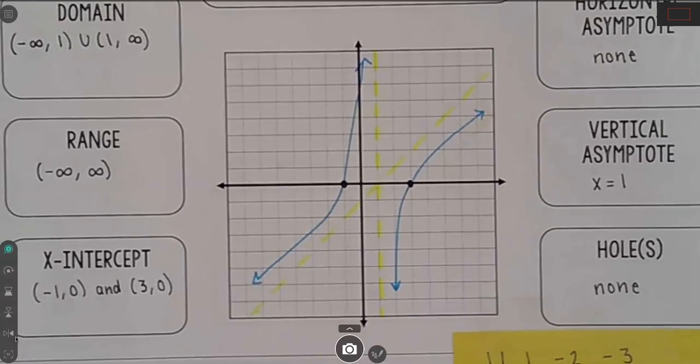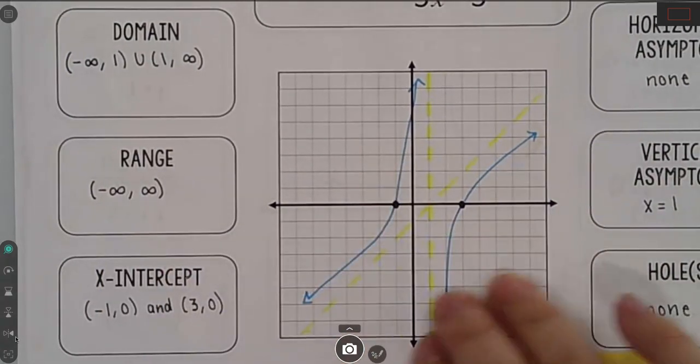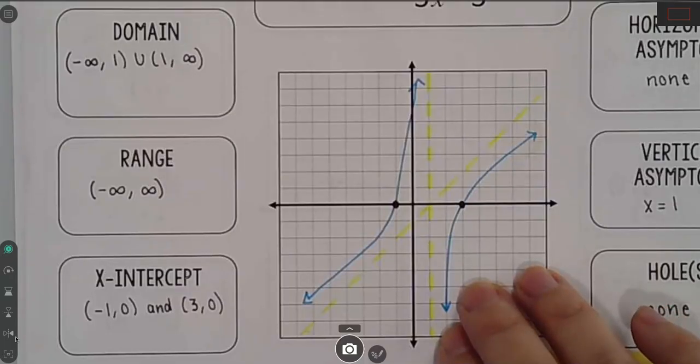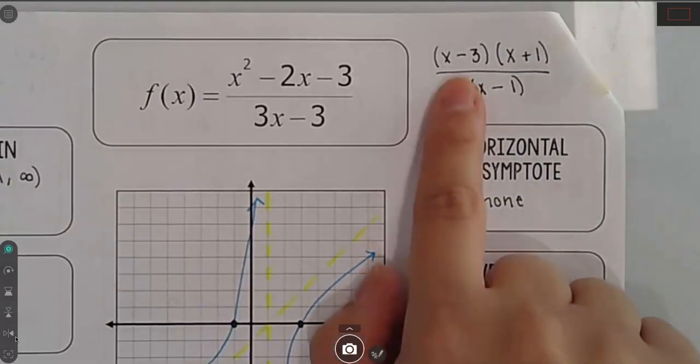Okay? And the domain is everything except the vertical asymptote. The range is everything because there is no horizontal asymptote and no holes. And there are 2 x-intercepts at negative 1 and at 3.